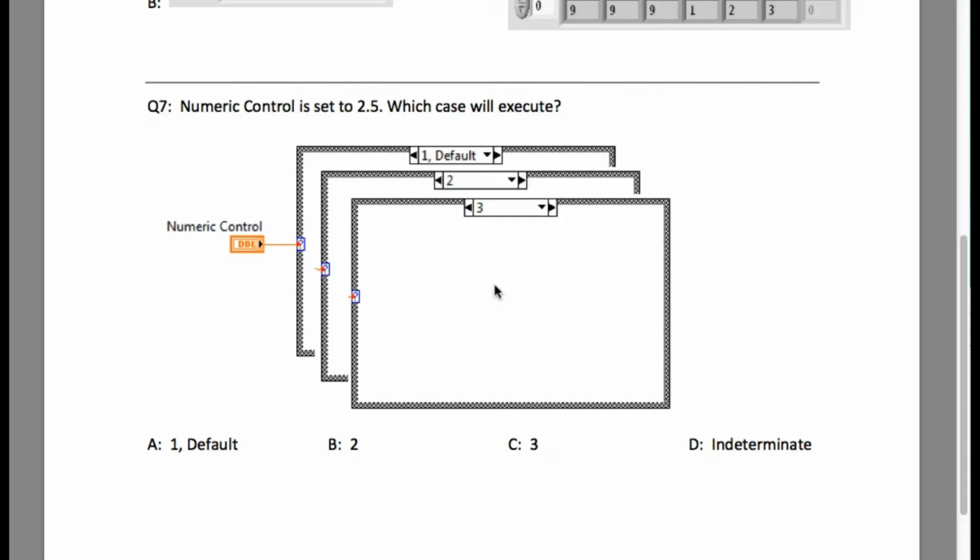The question says, numeric control is set to 2.5, which case will execute? Please pause, mute to understand the question and resume.